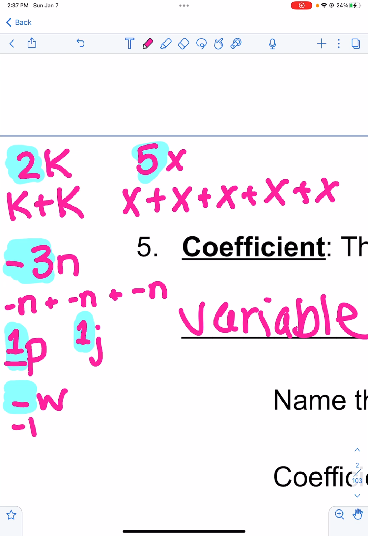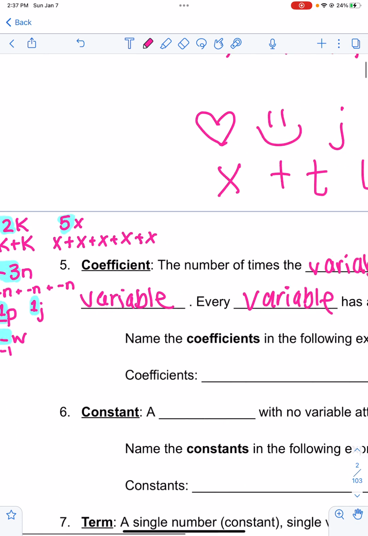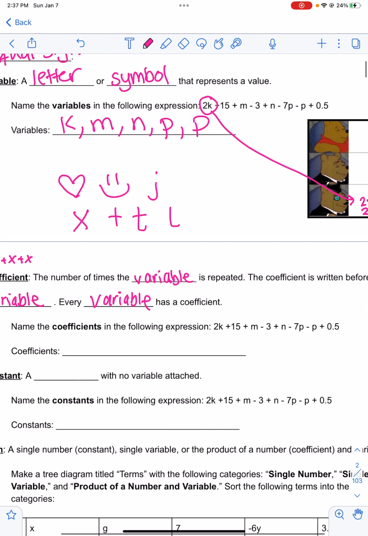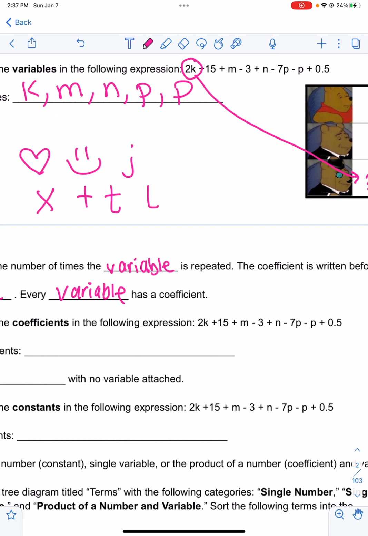Coefficients are usually the hardest vocab word for people to figure out. So if you're not fully understanding it, that's okay. We're going to practice it more. Let's look at this example. Name the coefficients in the following expression.